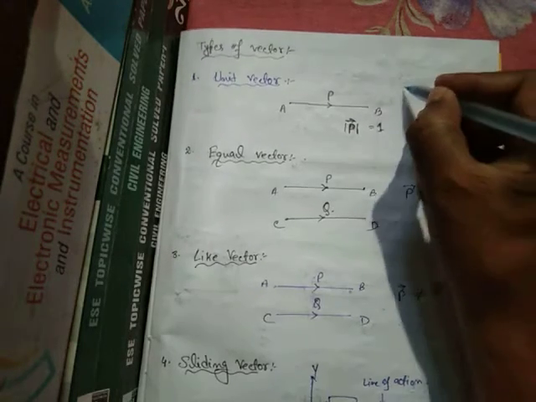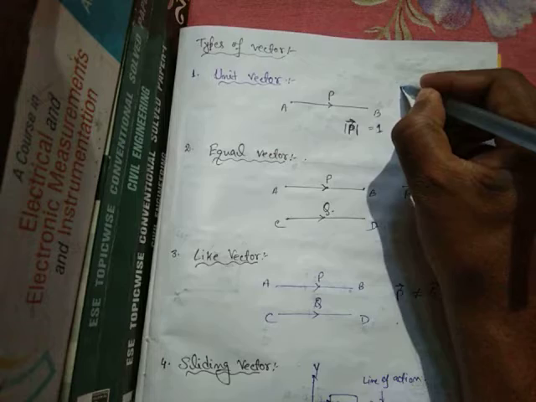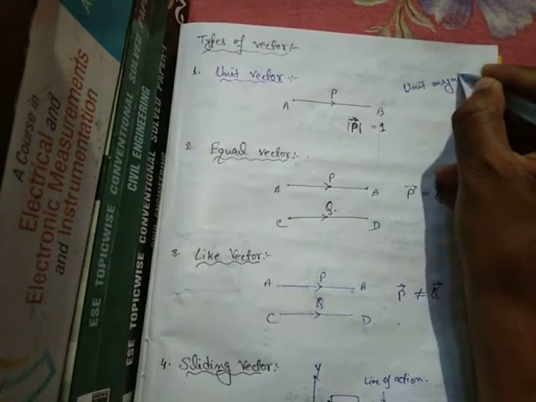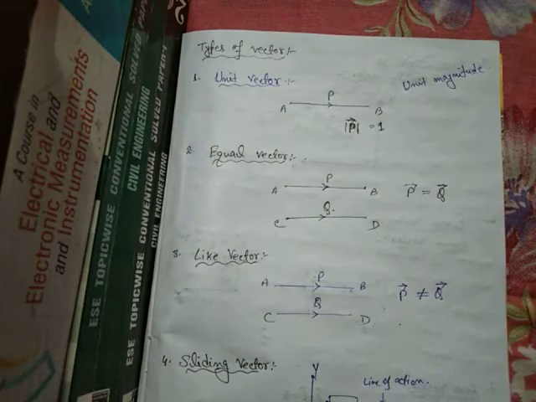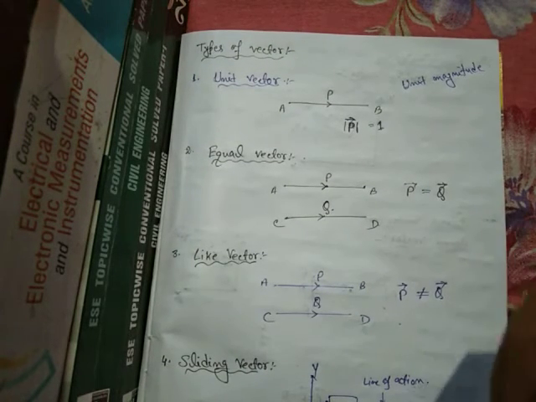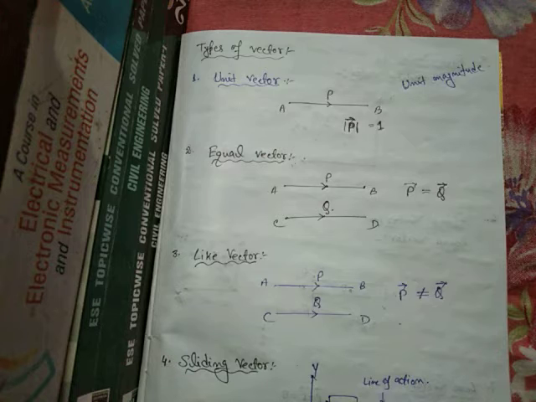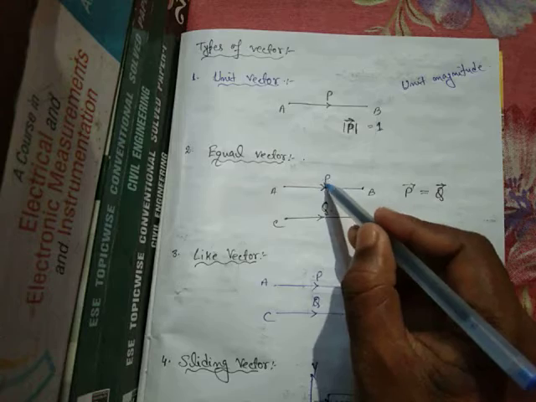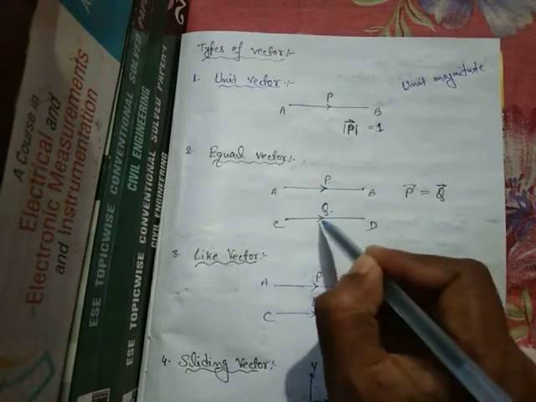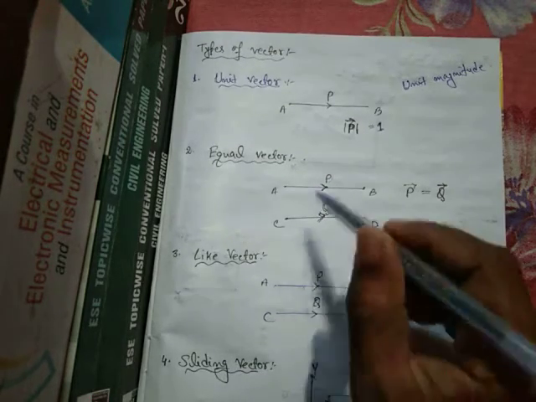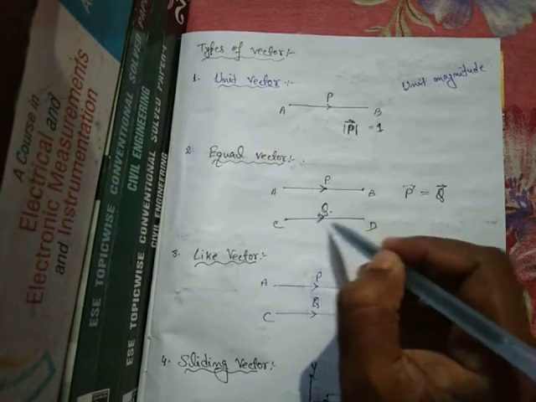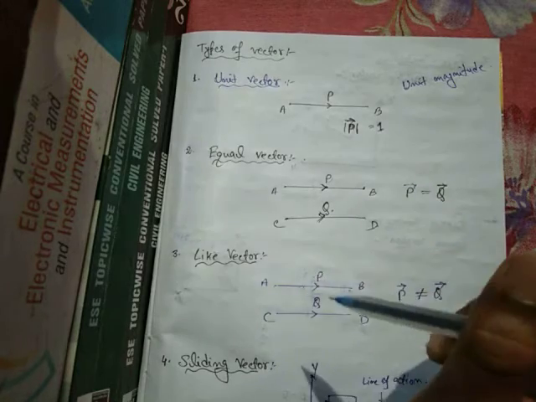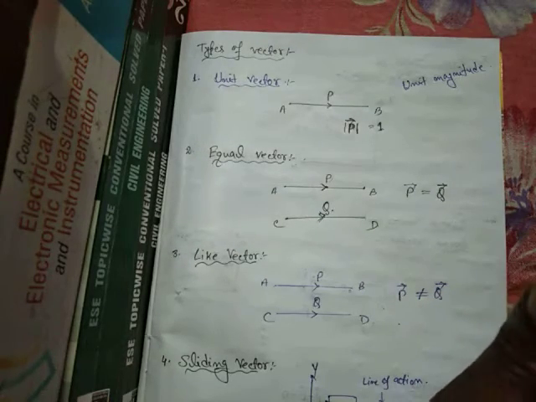Now that is unit magnitude. We can also say it is unit magnitude. Equal vector, it's nothing but the equal magnitude. P is a magnitude of one vector and Q is a magnitude of another vector. These two magnitudes are equal and they are also parallel to each other and in the same direction. This is the equal vector.